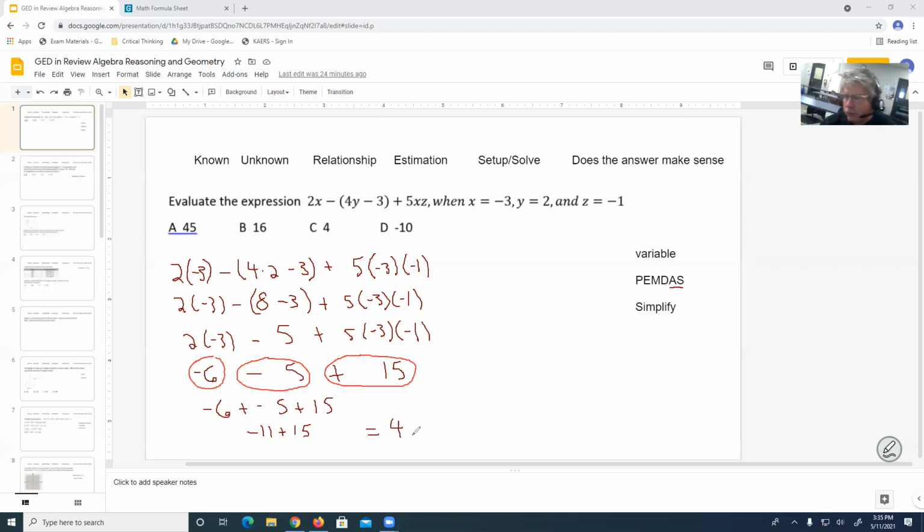Now, the GED test, if you do have this nice little GED calculator, it can do this math. I just don't have one on here. So look me up sometime and we could kind of talk about the GED calculator if you want. But you have to have one.